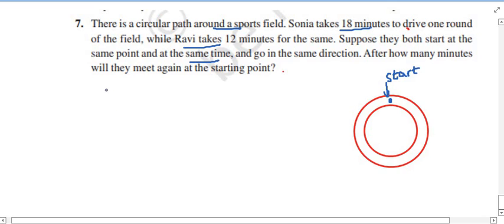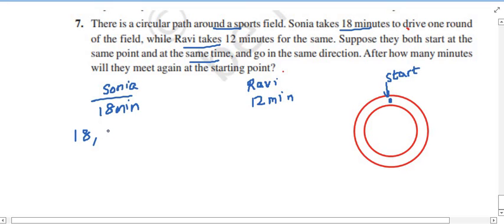So it's given that Sonia takes 18 minutes, while Ravi takes 12 minutes. So it means Sonia can cover one round in 18 minutes. She can cover two rounds in how many minutes? You will do 18 plus 18, that is 36. And similarly, you can go on. And for Ravi, he completes one round in 12 minutes, two rounds in 24 minutes, right? And now we have to find out after how many minutes they will meet again.